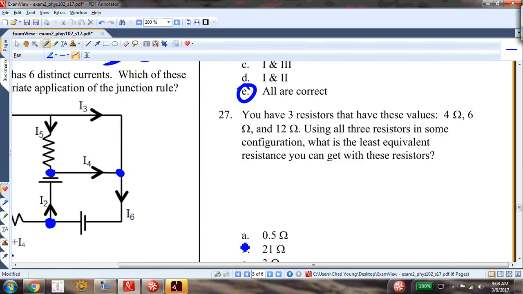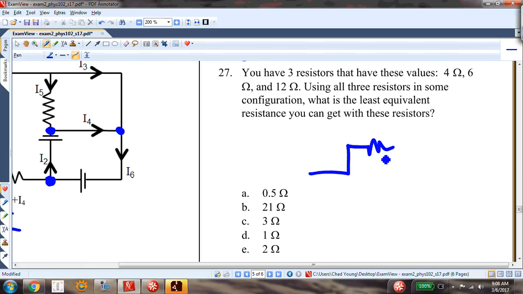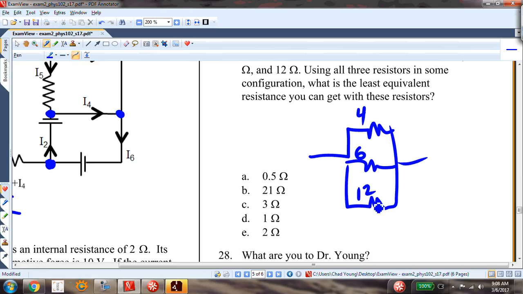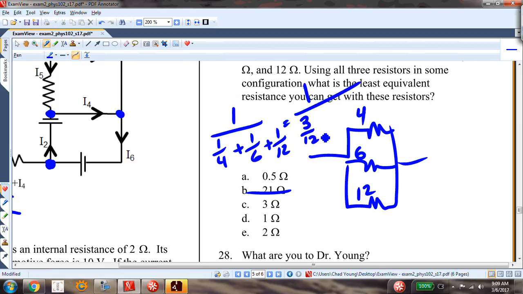And you have 3 resistors, 4, 6, and 12. What is the least equivalent resistance you can get? Well, the least equivalent is going to be in parallel, 4, 6, and 12 like that. I think that we've already done that one. But we know that it has to be less than 4, so we can get rid of that one at least. And then we do 1 over 4 plus 1 over 6 plus 1 over 12. That's equal to 3 over 12 plus 2 over 12 plus 1 over 12. That's 6 over 12, so that's 2 ohms.